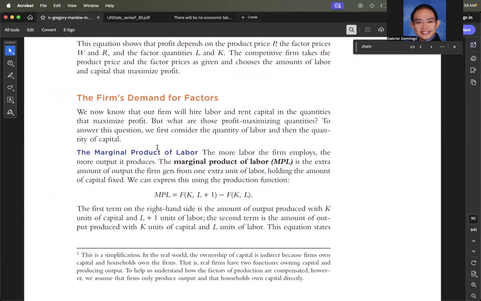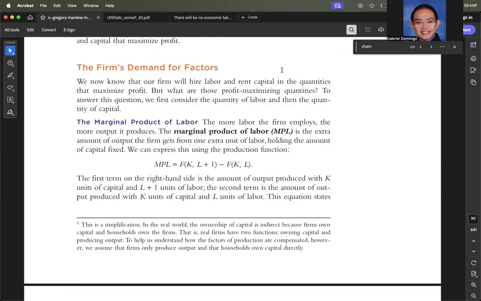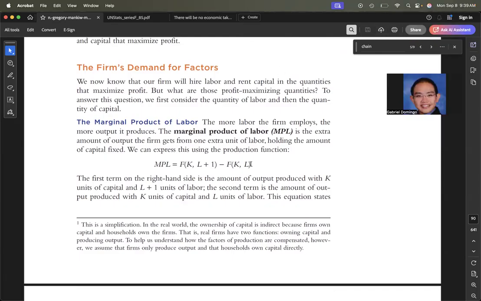So what is the firm's demand for factors? The first big concept here is what's called the marginal product of labor. What is the marginal product of labor? It is when you increase labor by 1 unit, how much will your output grow by? If you notice here, you've got F of K and L plus 1, and then you subtract out F of K and L without the plus 1. So literally, you're adding a 1, and what happens to your Y? The change in Y is equal to your marginal product of labor. How much extra output are you going to produce if you increase your labor by 1 unit?